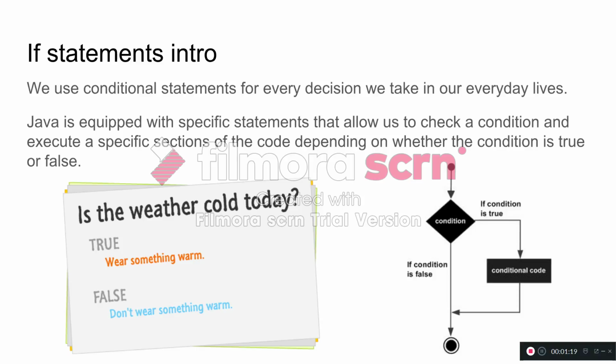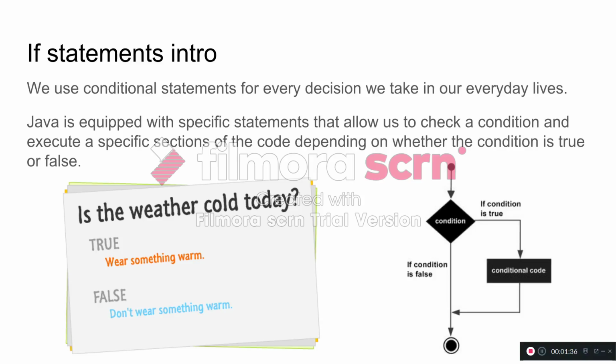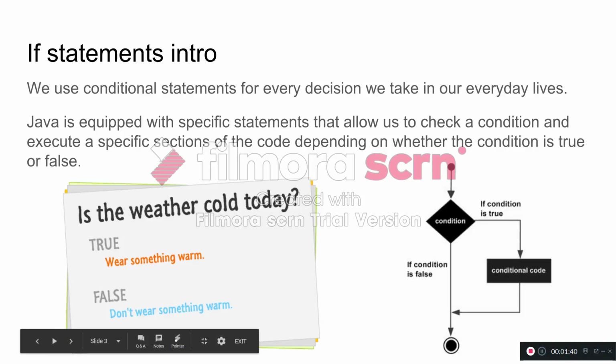So let's explore this with a diagram right here. We're running our program and we run into a condition. If this condition is true, then we run a conditional code that we have sectioned off specifically for the case that this condition is true. Now if the condition is false, the conditional code does not run, and we continue on to the next part of our program.